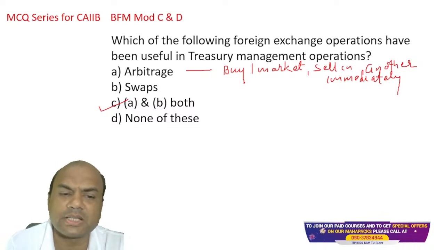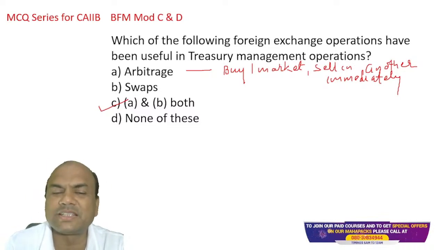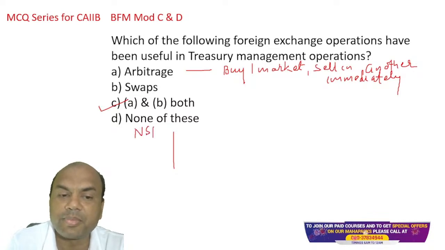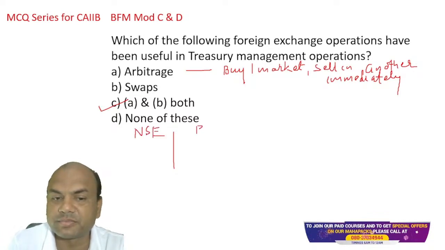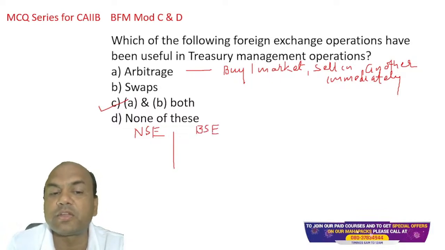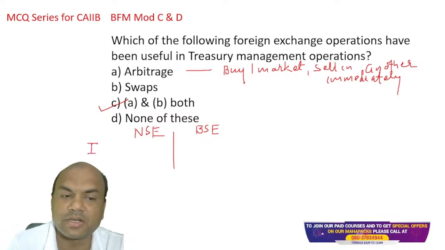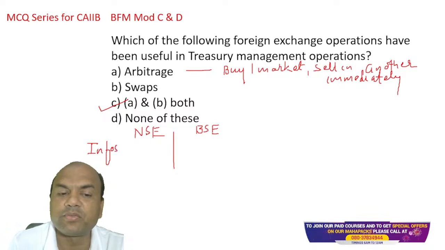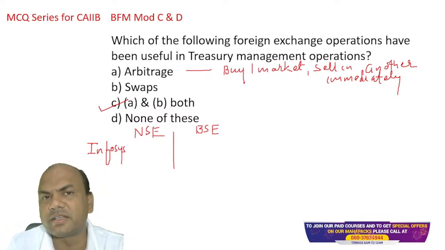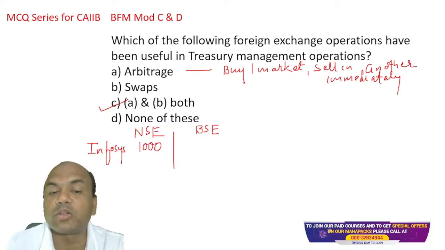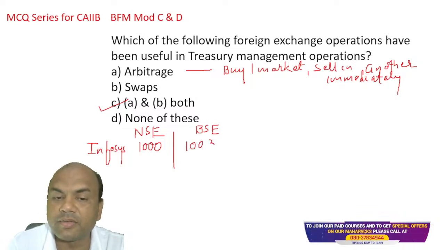I'll explain with one simple example. How many stock markets are there in India? There are two, NSE and BSE. Many times there is a difference in prices. Let's say Infosys. If the Infosys price on NSE is, say, 1000, and on BSE at the same time it is 1003.